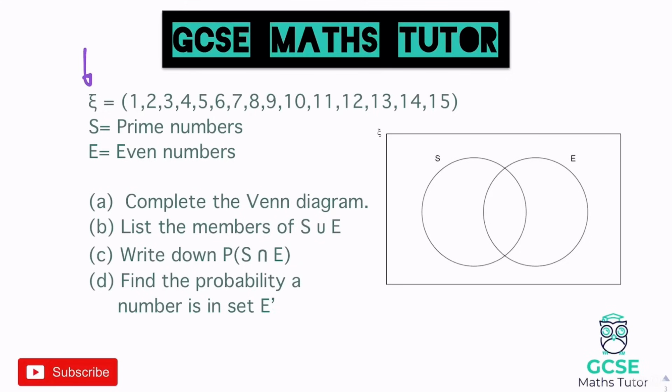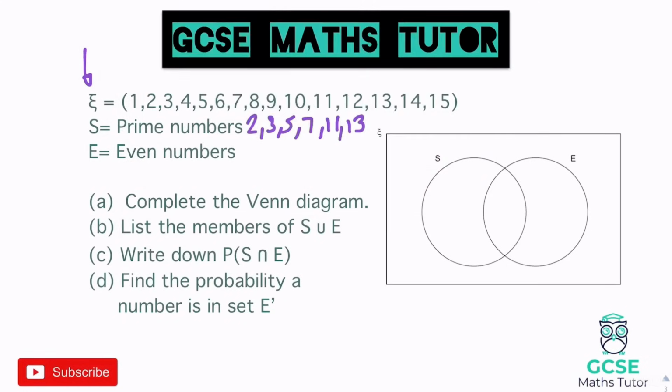So we've got the numbers 1 to 15, and then it says prime numbers and even numbers. Now what I'm going to do is write down the prime numbers to start with. So we have 2, 3, 5, 7, 11 and 13. And we could write down all the even numbers as well, but I'm hoping we can recognise them quite easily.